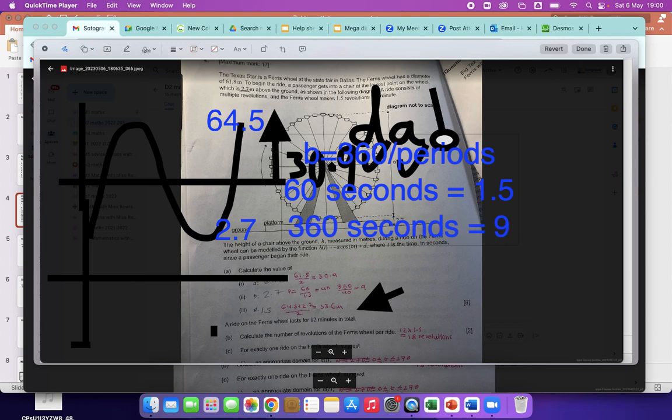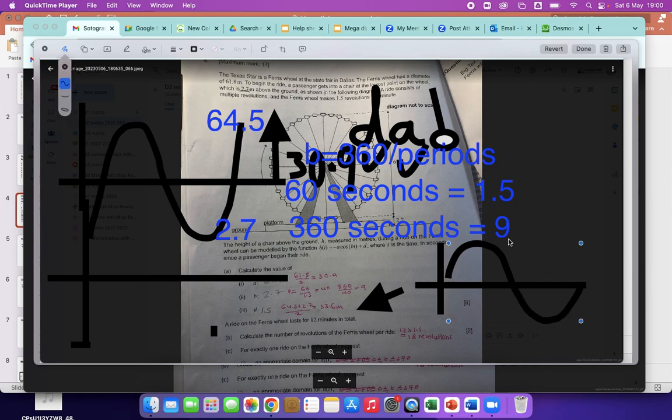So it's all to do with the relationship between the periods and 360. We are going to have 9 full revolutions in 360 seconds, and therefore our B becomes 9. And this is because a normal cos graph or a normal sine graph would have, in 360 degrees, or for this question 360 seconds, it'd have 1 revolution. But we're going to have 9 revolutions, so this is why our B becomes 9.